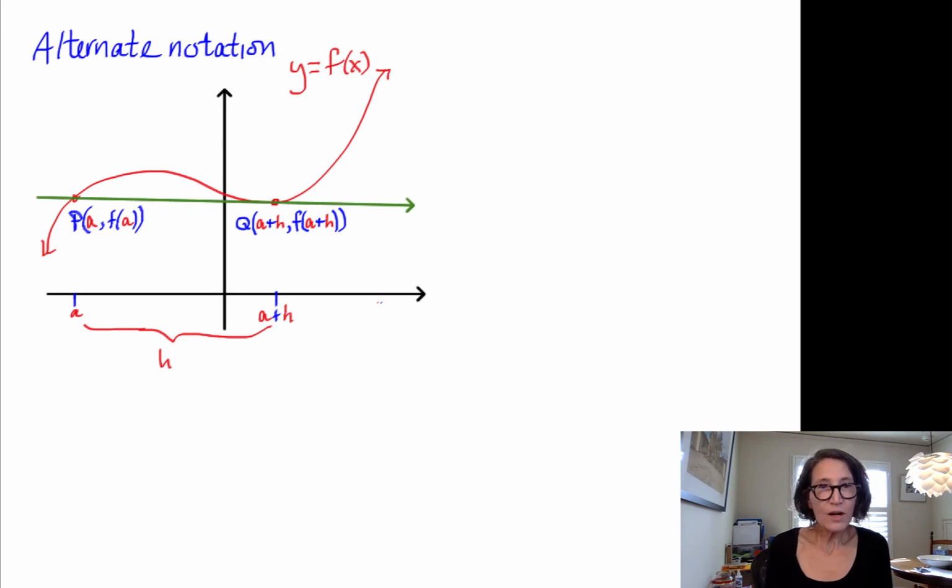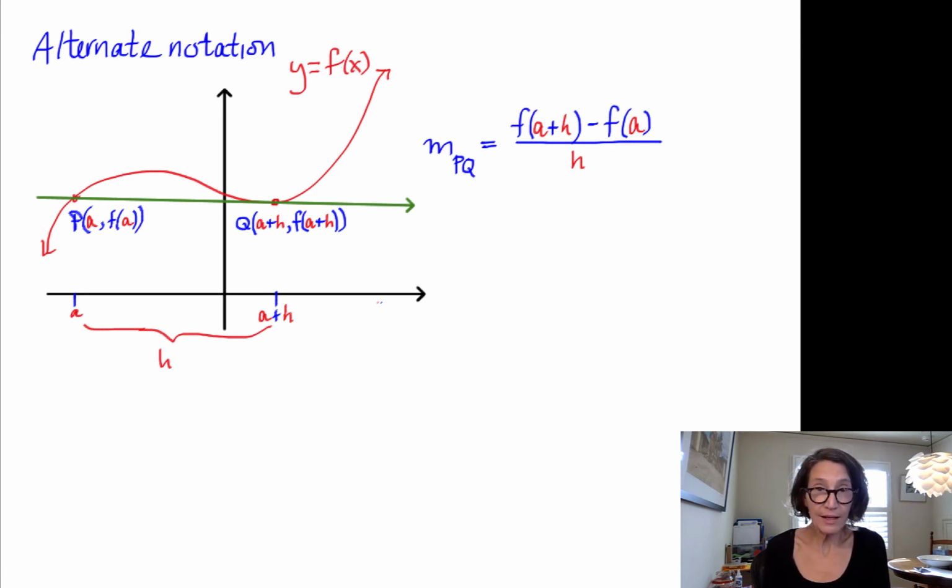Okay, and then we've got the secant line, and the slope of that secant line is f of A plus h minus f of A, that's the change in y, over the change in x. Well, the change in x is just h, that distance between A and A plus h.